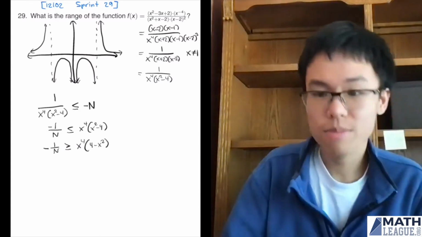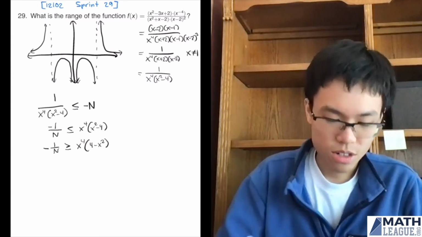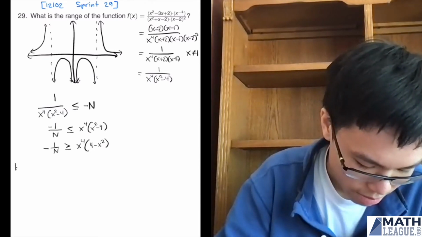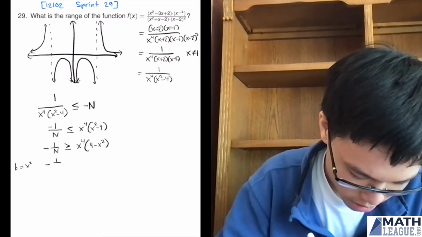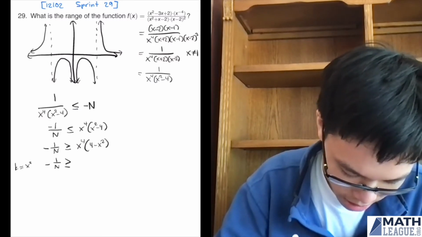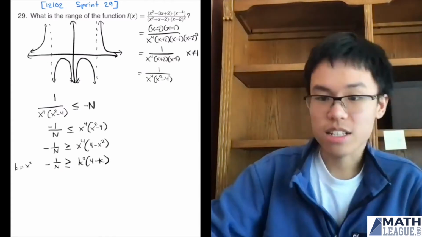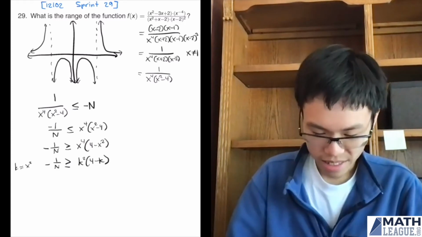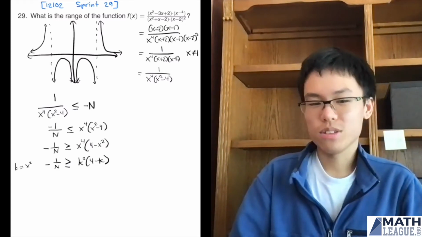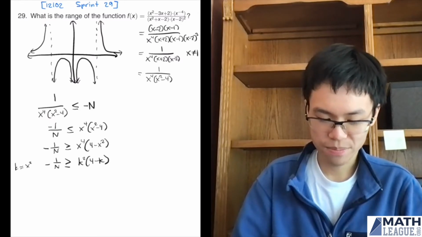Hey, there's some x squared terms in this mix. Maybe we can use some substitution where k equals x squared. And then we can get -1 over n is greater than or equal to k squared times 4 minus k. But that's a cubic. Well, there goes my thought of being able to use quadratic minimization or maximization strategies. It's got to be a different strategy.